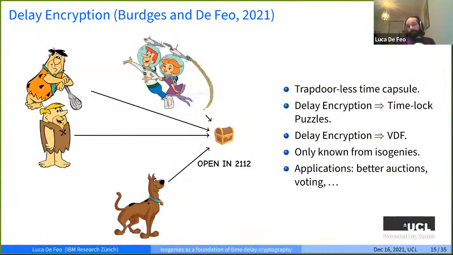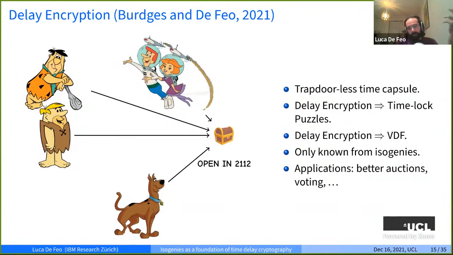And now the last time delay primitive that I want to talk about, also the last that is known, because there is not much more than this. Well, actually, there is not more than this as far as I know. It's something called delay encryption. This was presented just a few months ago at the last Eurocrypt, although the paper is almost 2 years old. So it's been around for a while.